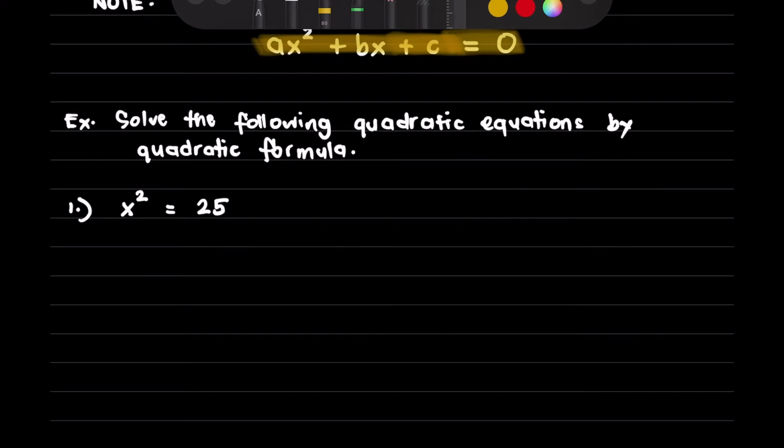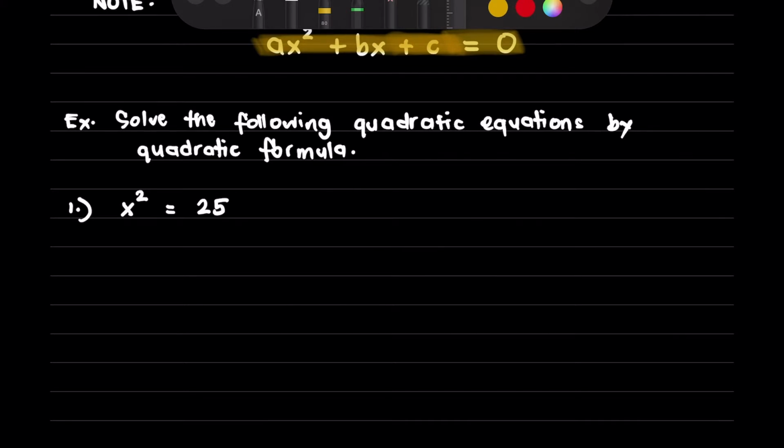Check nyo na lang doon sa notes na binigay ko sa inyo sa website kung same answer ang makukuha. And then, try to compare kung alin sa dalawang method ang mas mabilis, o yung fastest way to solve this example, katulad ng number 1. Is it extracting the square root ba o quadratic formula? Okay? So, now, let's solve.